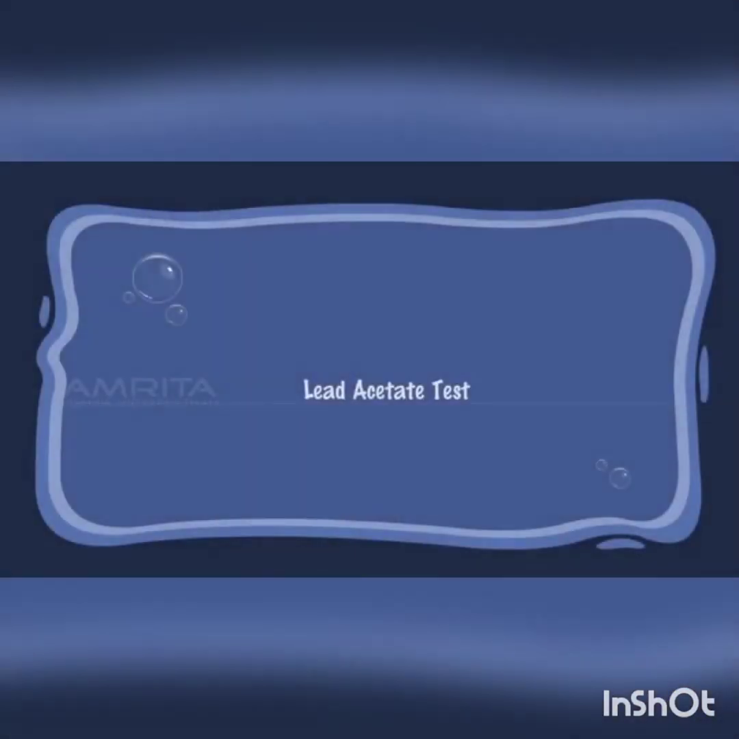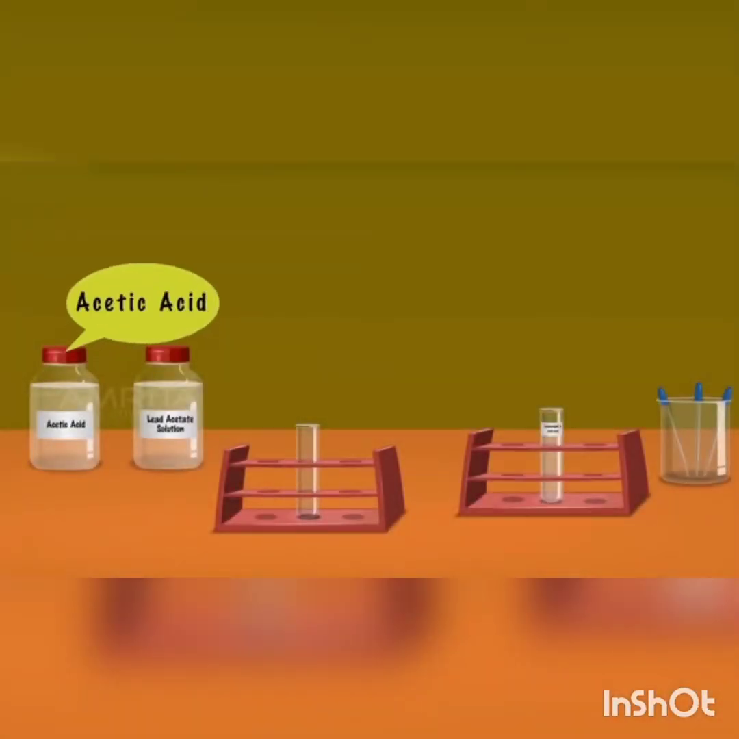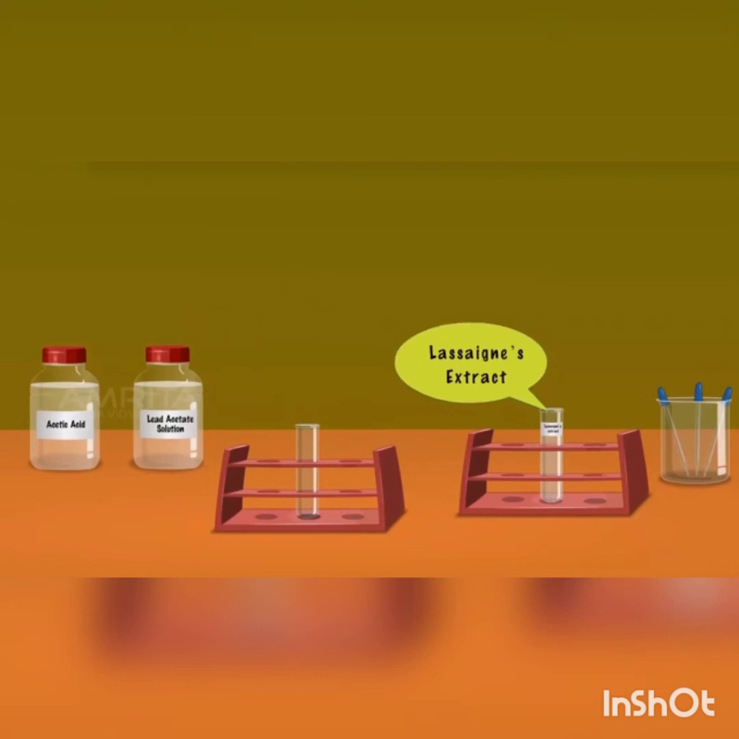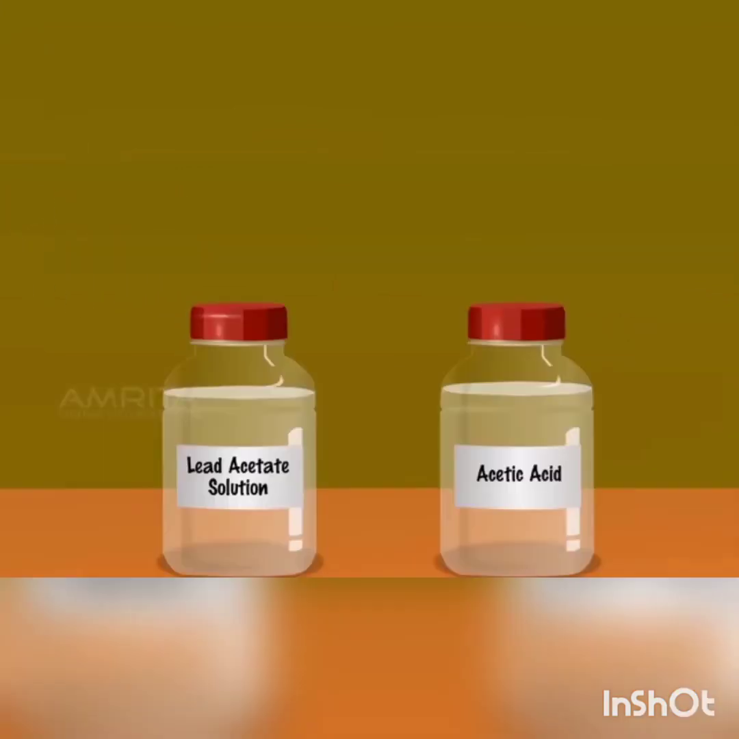Lead acetate test. We require acetic acid, lead acetate solution, test tube, Lassaigne's extract and droppers. Take a small amount of Lassaigne's extract using a dropper and pour it into a clean test tube. Using another dropper, take a small quantity of acetic acid.